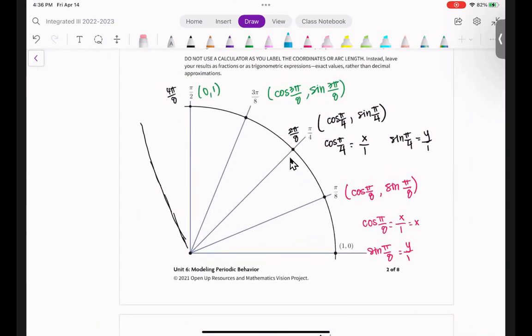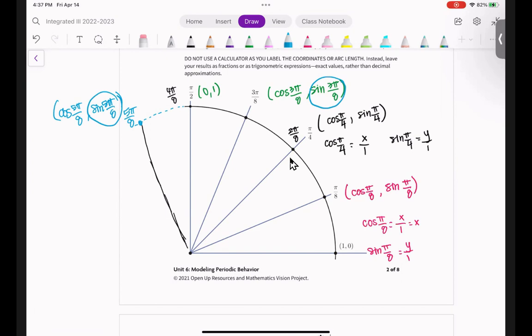So see, it would match this if you took the circle out. It would be right here, right? So that matches with 3 pi over 8. So this guy here is 5 pi over 8. And so it's going to be cosine of 5 pi over 8 and the sine of 5 pi over 8. But you already know these because the y's are the same, right?